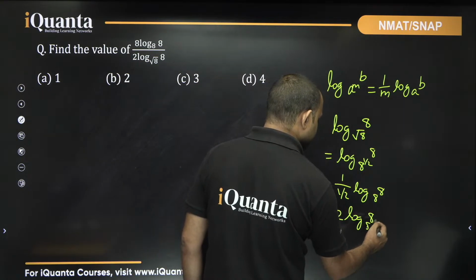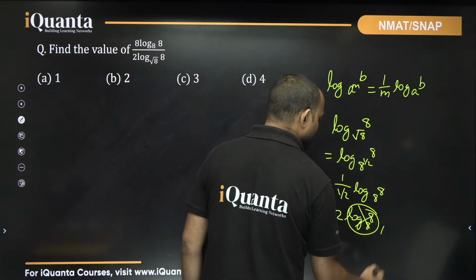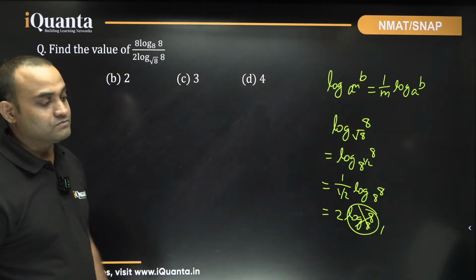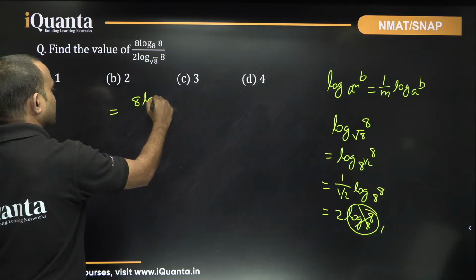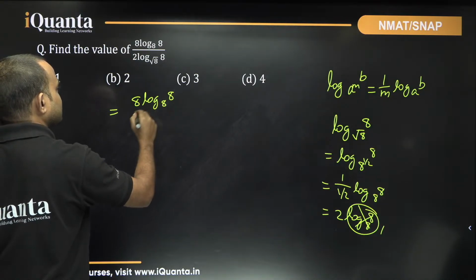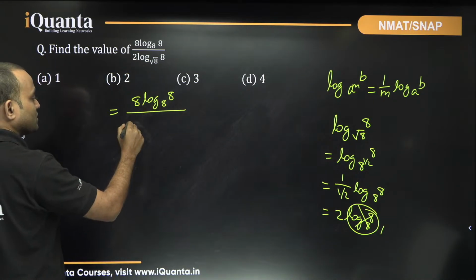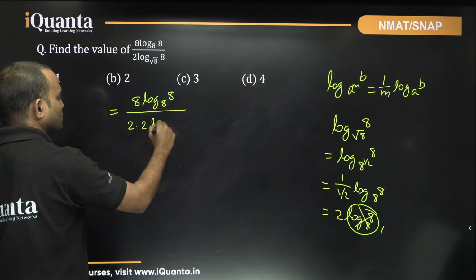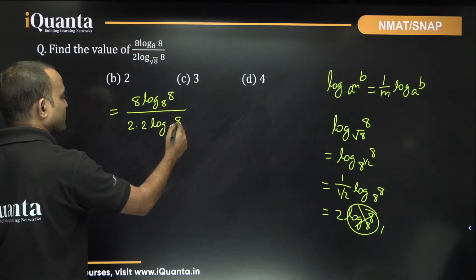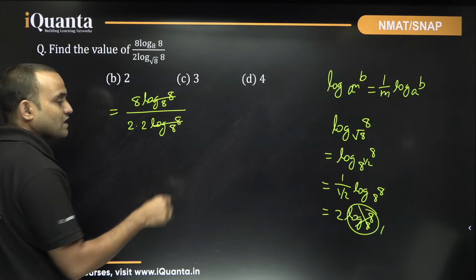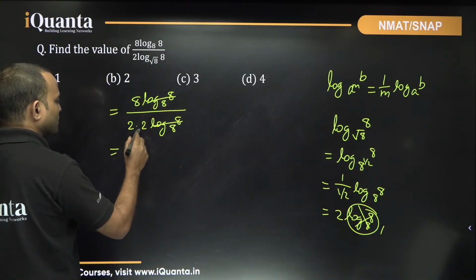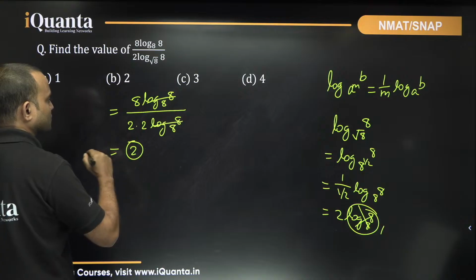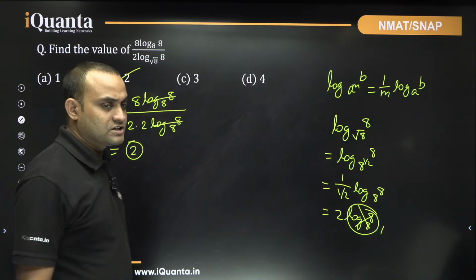log 8 base 8, and log 8 base 8 is nothing but 1. So ultimately this will become 2. Now we can put it as 8 log 8 to the base 8, and this will be equal to 2 into 2 log 8 to the base 8. So both of these values will be discarded or will be 1, and 8 upon 4 is equal to 2. So the answer is option B.